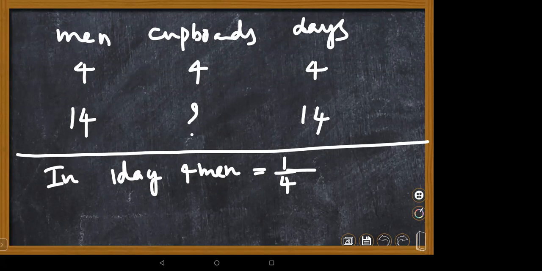How many cupboards? This is direct variation only, 14 men. 14 men means here the people are increased. 14 men can make in 14 days. In 14 days, how many cupboards will they make? Ma'am, I got 49. I don't know if it's correct. Yes, you are correct. 49 is absolutely correct.